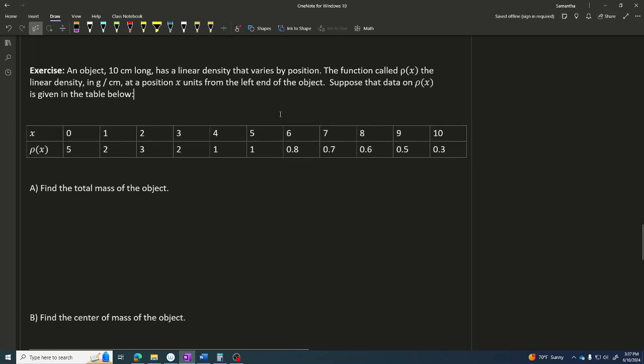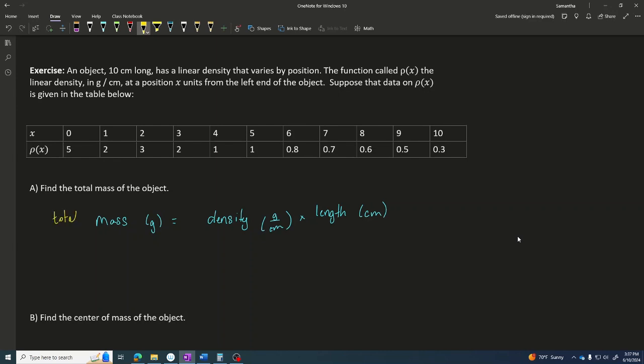So 2 parts to the exercise. Part number 1, let's go ahead and find the total mass of the object if it has a linear density function described by this table. Now we recall that mass in grams is given as the product of density in grams per centimeter times the length of that portion that you're working with in the units of centimeters. And if you want to find the total mass, all you have to do is add together all these little bits of densities times all these little bits of length.